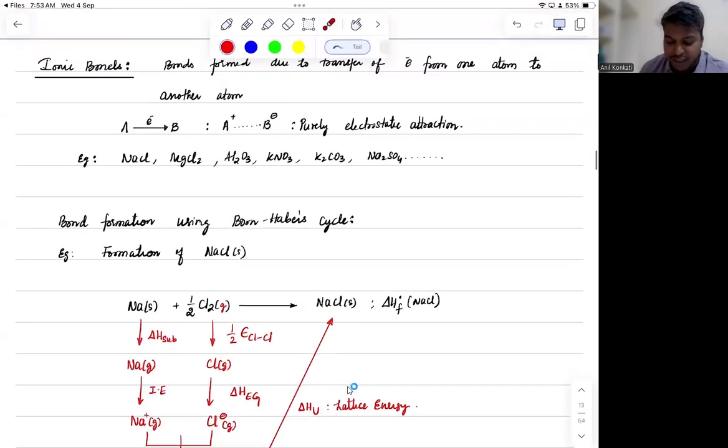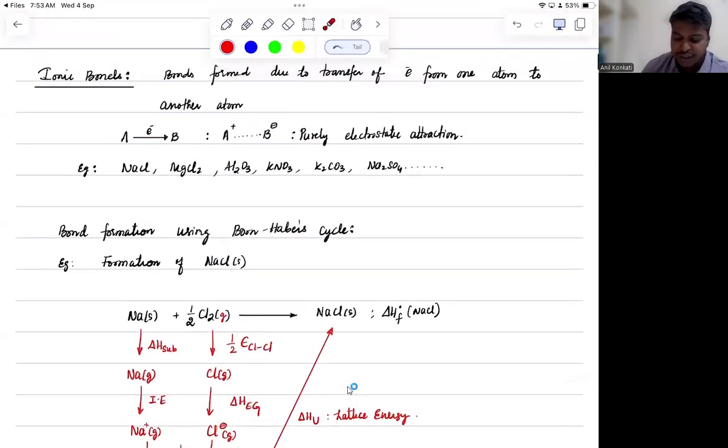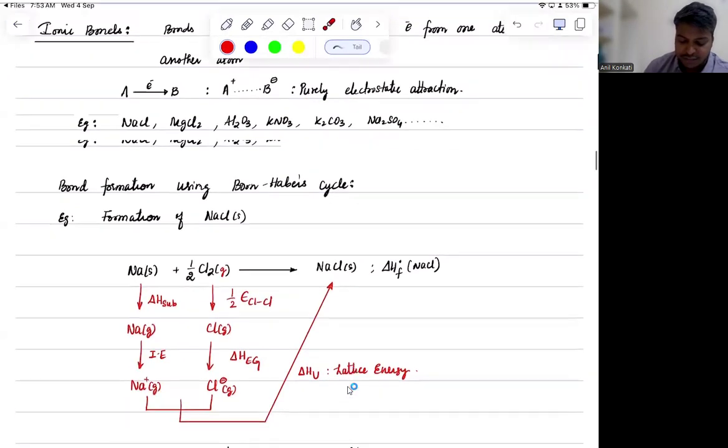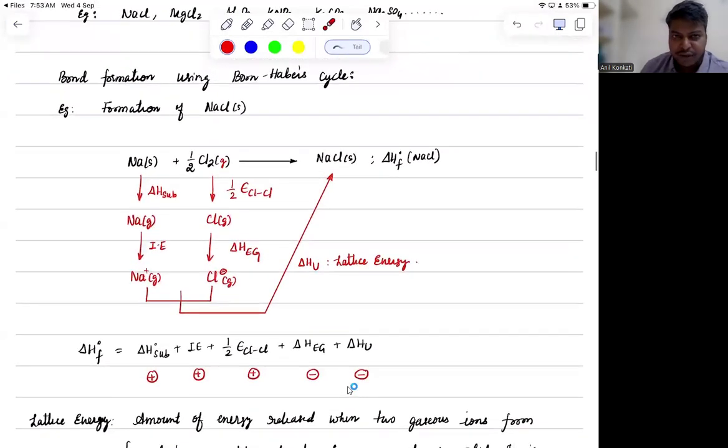Next, when it comes to ionic bonds, it is purely electrostatic. Positive and negative charge must be present. Usually, for ionic bond formation, we should understand what is the Born-Haber cycle. Na, sodium, plus half of Cl2 giving NaCl. This is the thermodynamic formation equation. So for the formation equation, the delta H of formation of NaCl needs to be found.